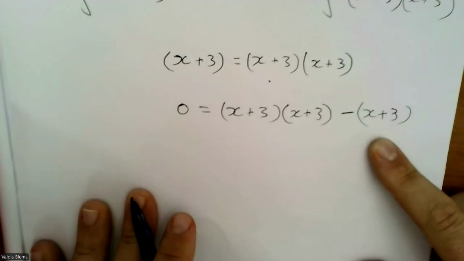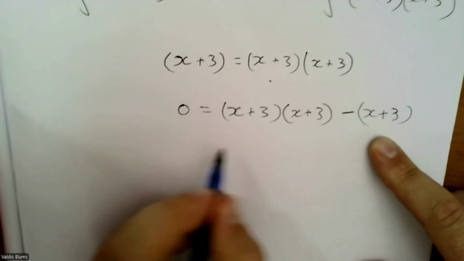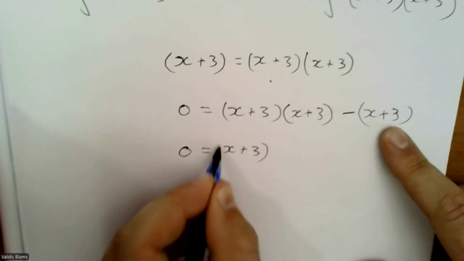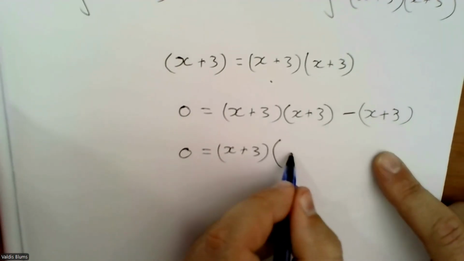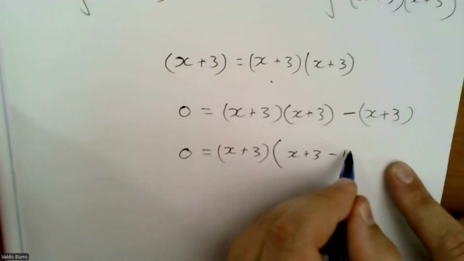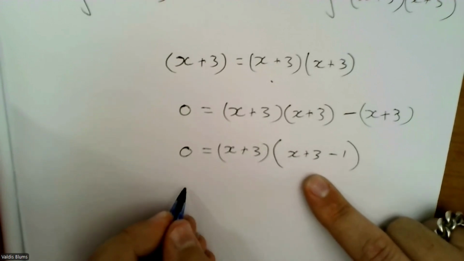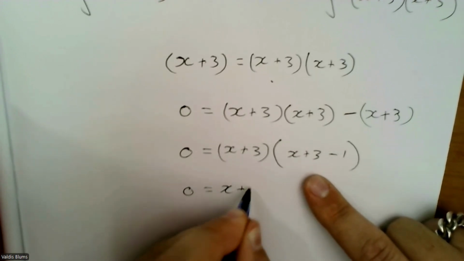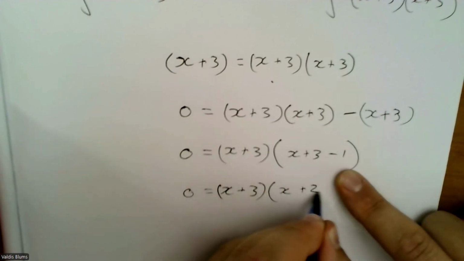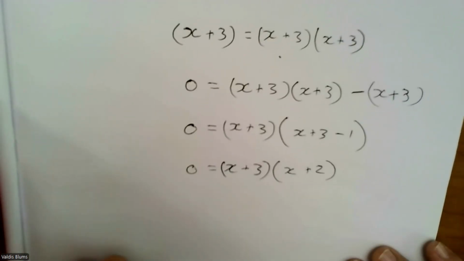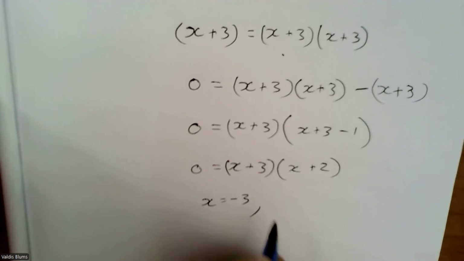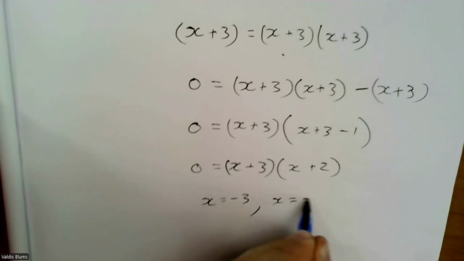Now, with this approach, you can factorize out x plus 3. So 0 is equal to x plus 3, leaving behind x plus 3 minus 1. So you've got 0 is equal to x plus 3, x plus 2, and then again using your null factor law, you would have x is equal to -3 and x is equal to -2.